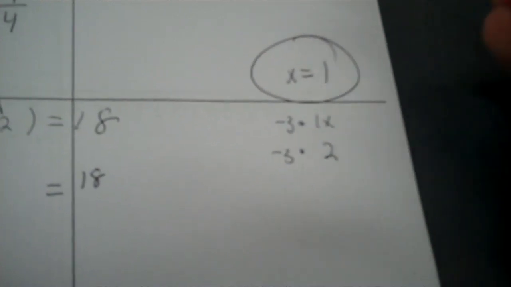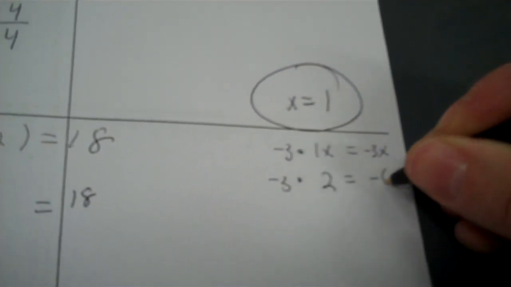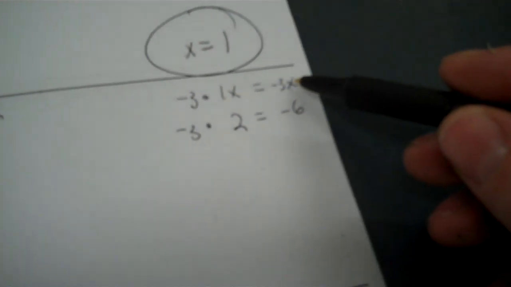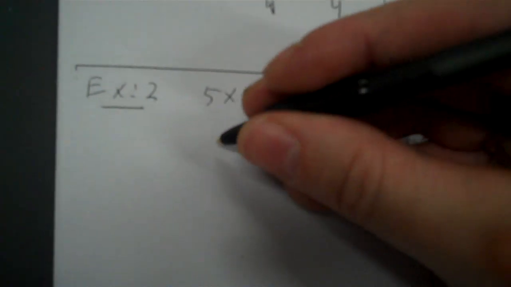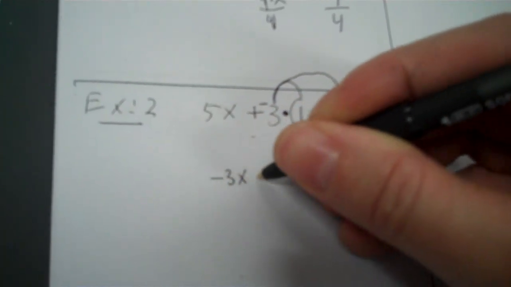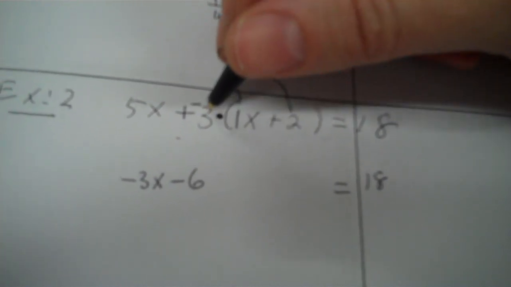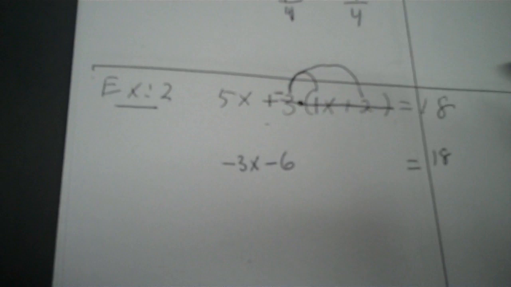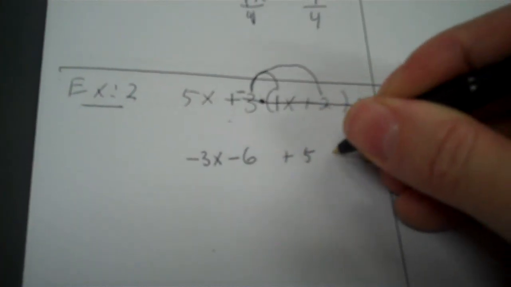Okay, so negative 3 times 1x is negative 3x, and then negative 3 times 2 is negative 6. So when I come over here, I'm going to write negative 3x minus 6. When that's a negative, I just write the expression as a minus 6. So negative 3x minus 6. Okay, so let's cross out the parentheses and the number that I multiplied the parentheses by. But I also have this 5x here. It's positive, so I add 5x.